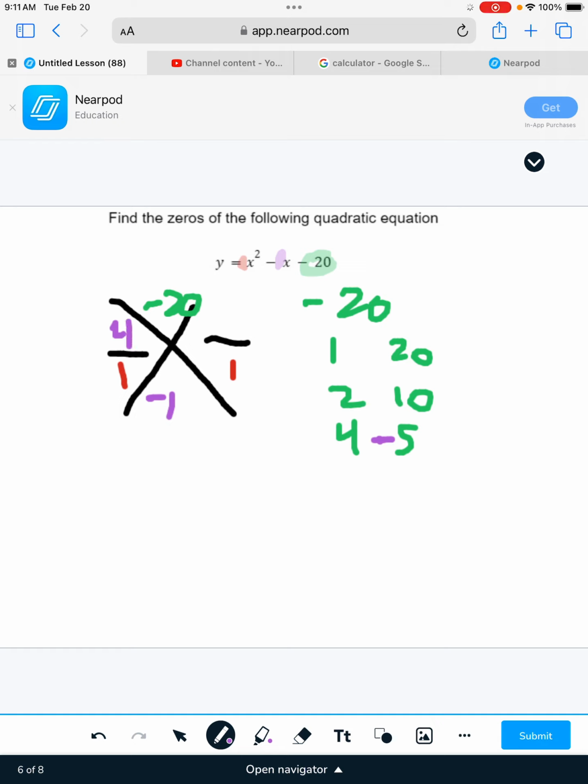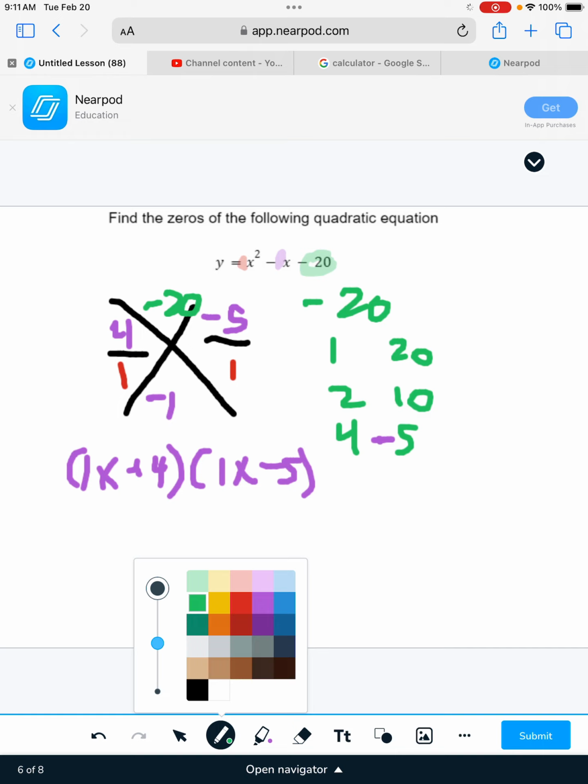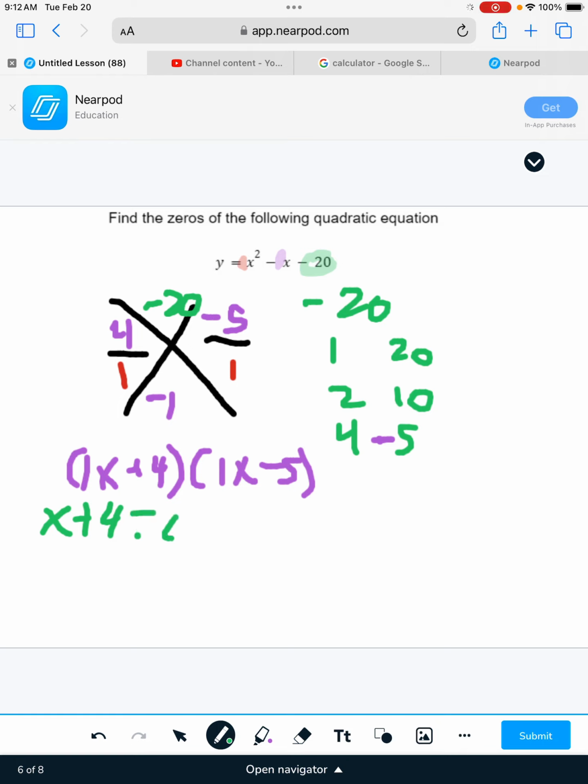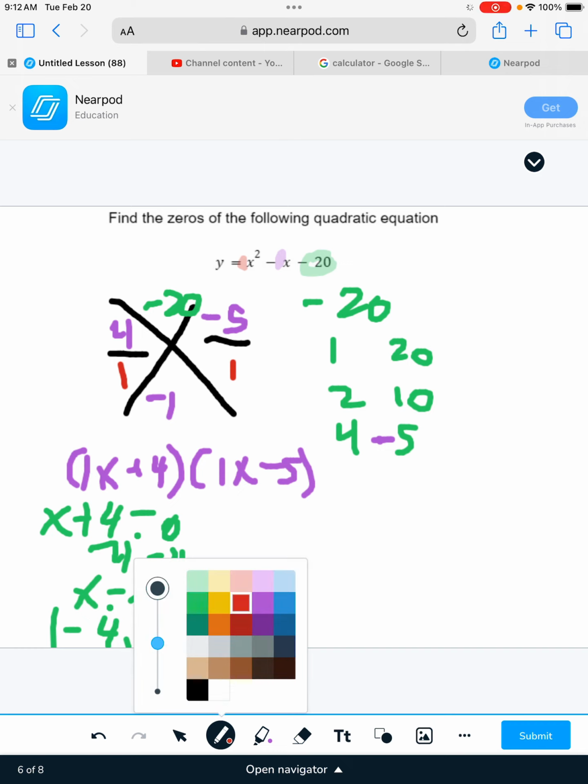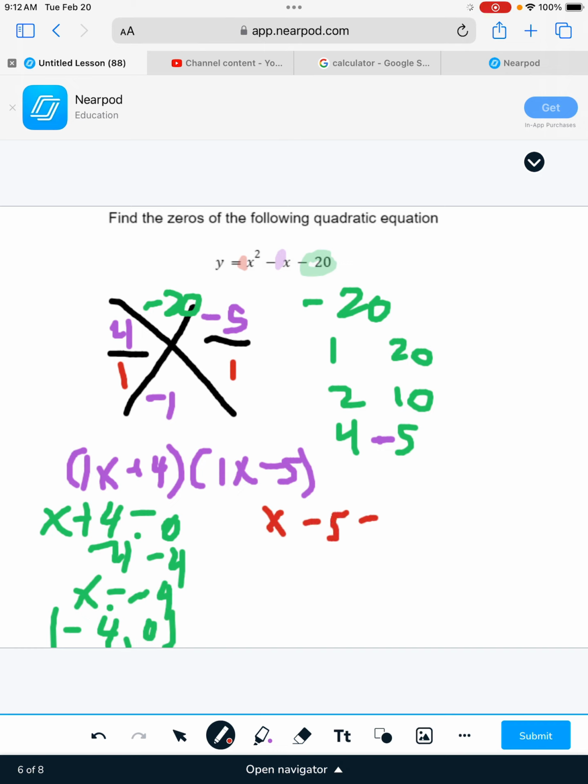So I take my 4 and my minus 5 here, and I set up bottom X, so 1 in front of my X, plus top, plus 4. And then again in parentheses, 1X, and then the top, the minus 5. Those are going to be what my factors are. I can then solve for my 0. X plus 4 equals 0, minus 4, minus 4. X equals negative 4, so my 0 is negative 4, 0. That's one of my zeros. The other 0 is X minus 5 equals 0.